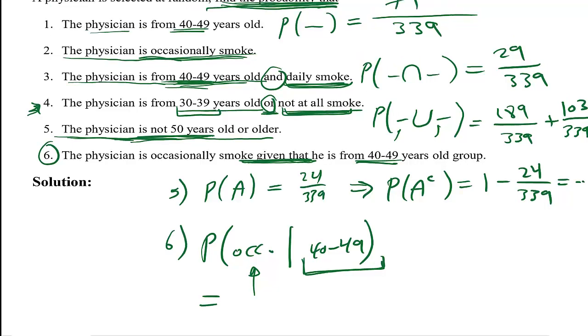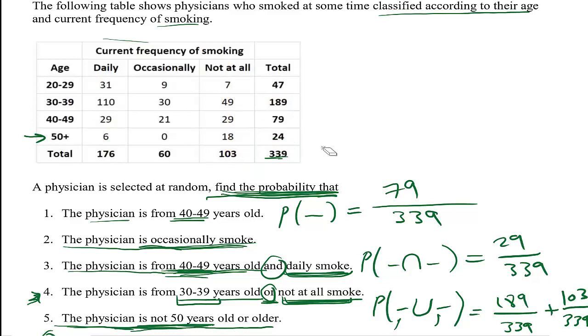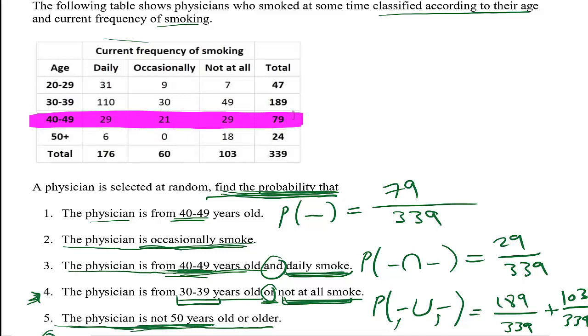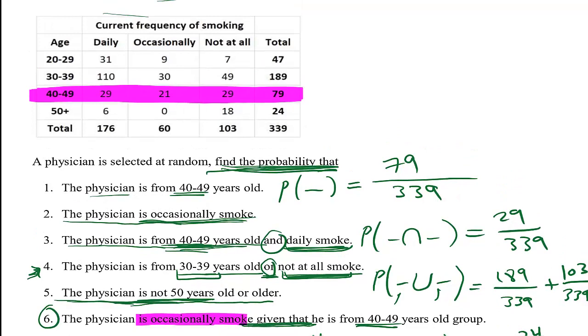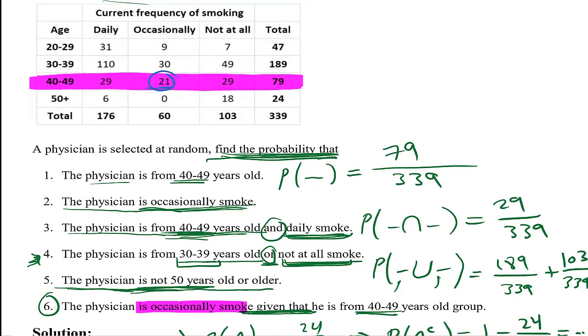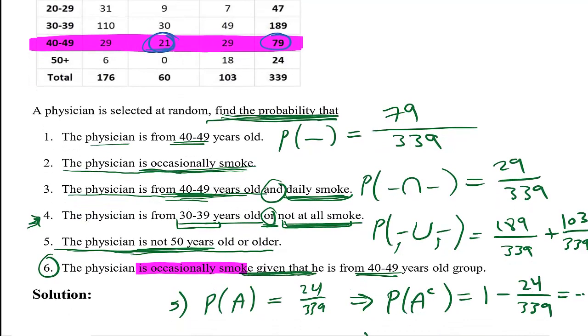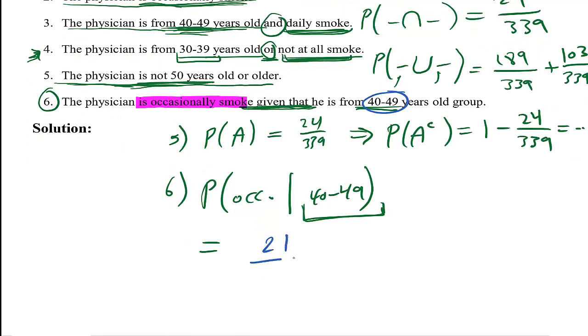So looking at the table again, he is from this category. He is from here. So I know his age is between 40 and 49. And I'm asking what is the probability that he occasionally smokes. So we are asking what is the probability of being from this cell or from these persons. So the answer is 21 divided by 79. So we divide by 79, not 339. Because by giving this information that he is from 40 to 49 years old, we reduce the sample space from 339 to 79. So the answer is 21 divided by 79.